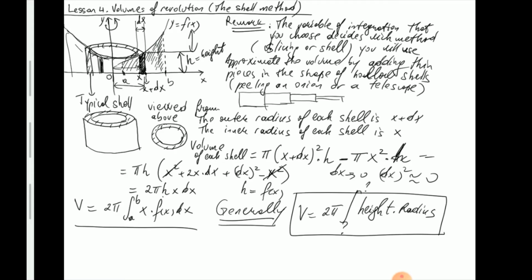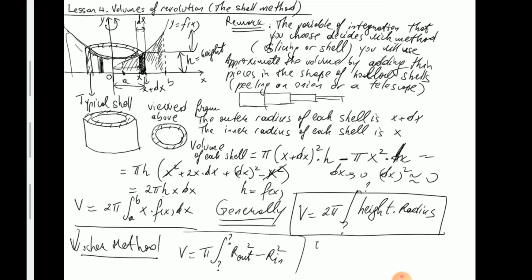Oh, one more thing before I move on, just to compare. Remember the washer method. The generic formula for the washer method in the previous section was pi integral with appropriate bounds, outer radius minus inner radius. Each of these two formulas can be integrals in x or y depending on the axis of rotation.